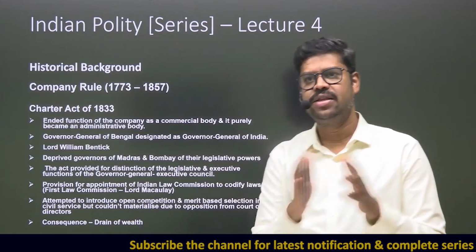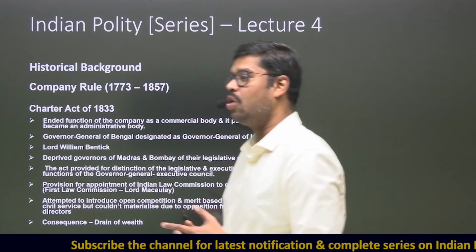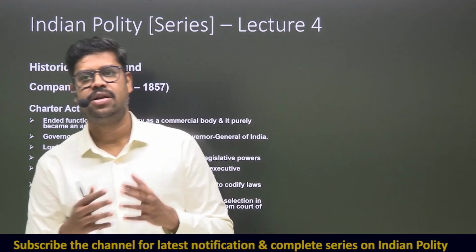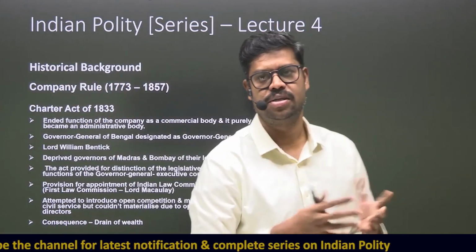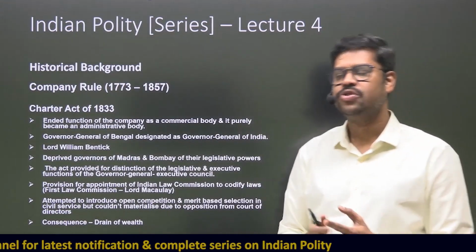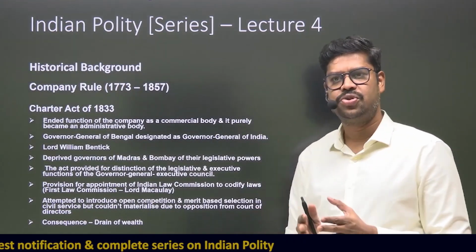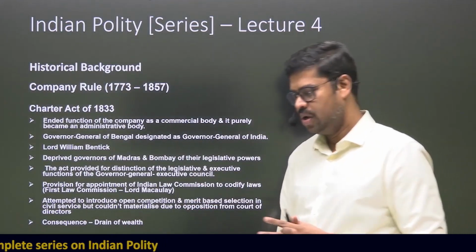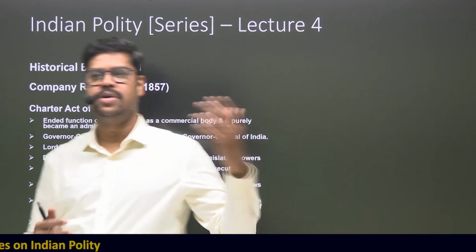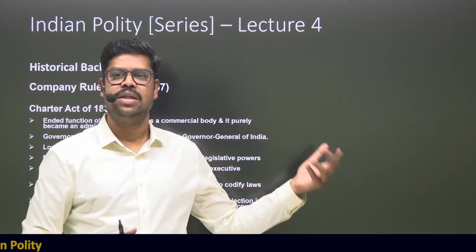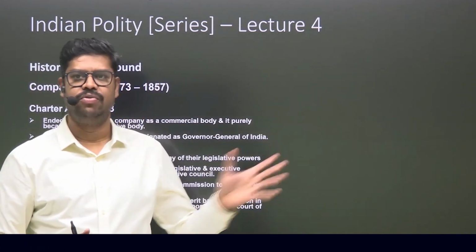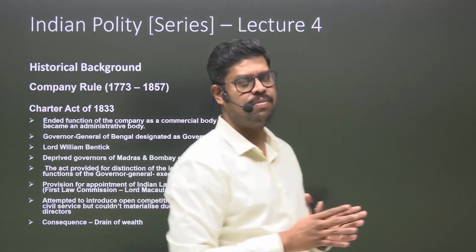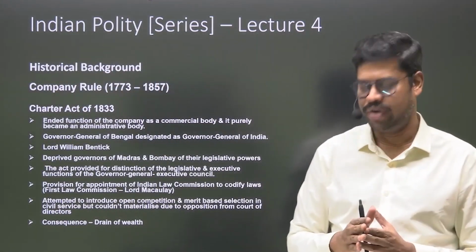But from where is this compensation to be given? It is also to be given through the tax money collected from British India, that is, from the people of British India. That is why the critics say this is the beginning of what is called the drain of wealth. More tax was imposed to compensate the Court of Directors because the commercial activities were done away with. So these are some of the major developments in the Charter Act of 1833.